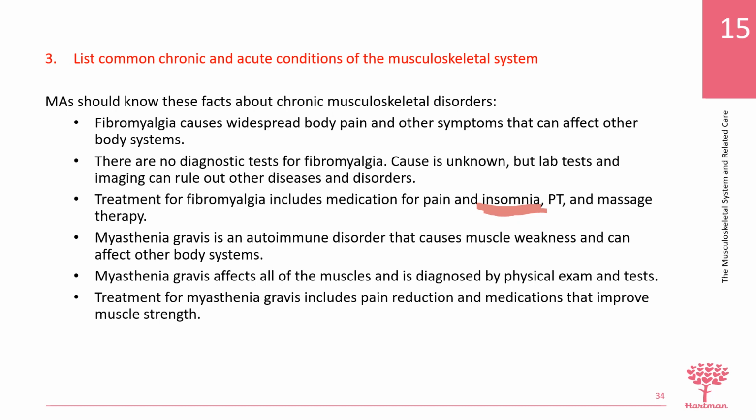Myasthenia gravis is an autoimmune disorder. So remember, we've already talked about what autoimmune means. So go ahead and rehearse that back to yourself. That causes muscle weakness and can also affect other body systems as well. Myasthenia gravis affects all of the muscles and is diagnosed by a physical exam and test. And then treatment for myasthenia gravis includes pain reduction and medications that improve the muscle strength.